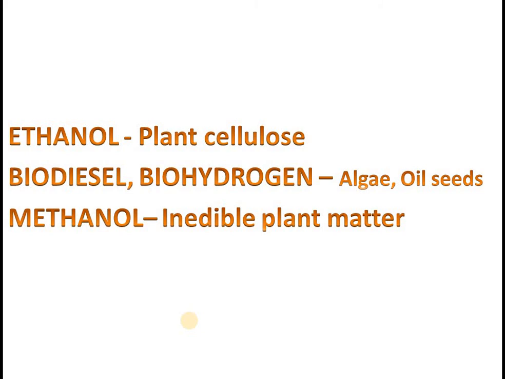So the main biofuels are highlighted here. Ethanol is obtained from plant cellulose by using yeast. And then we have biodiesel. They are obtained either from certain alga, or from oil seeds. And we have methanol. It is obtained from inedible plant matter or by roasting plant matter at high temperature. We get ethanol. Okay. So these are some important areas, biofuels and their origin, source materials.